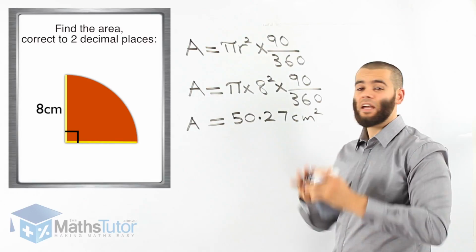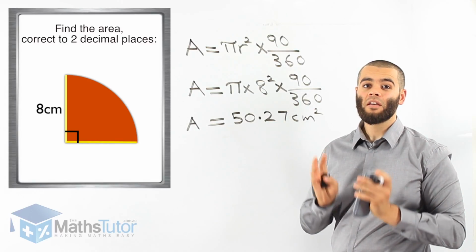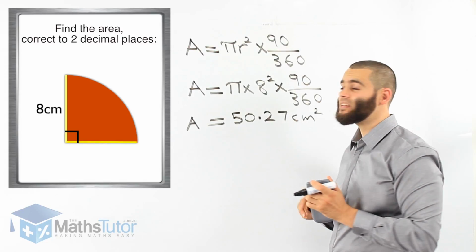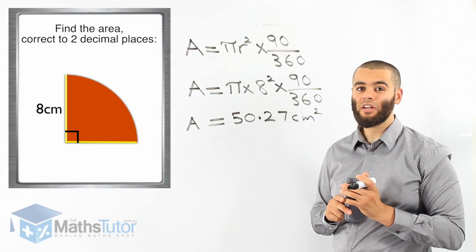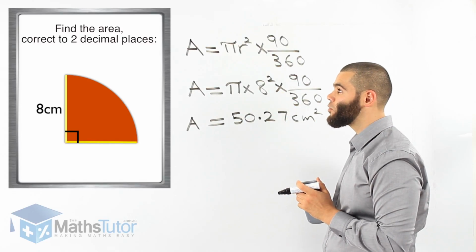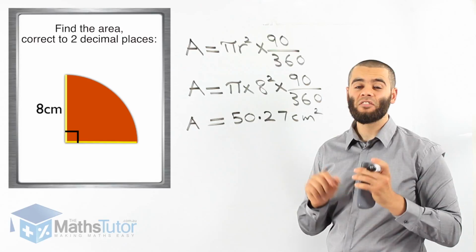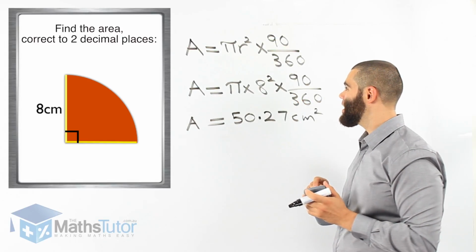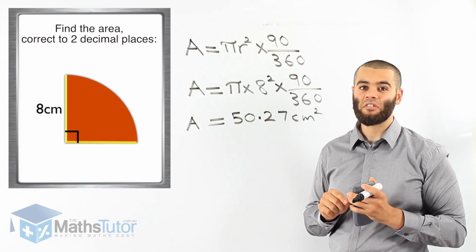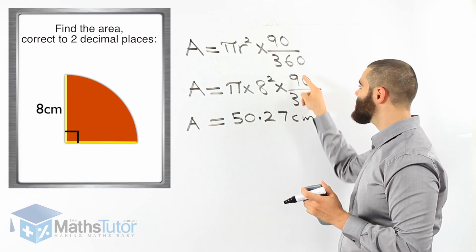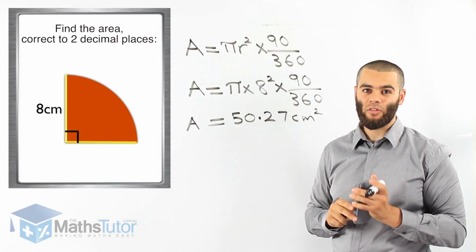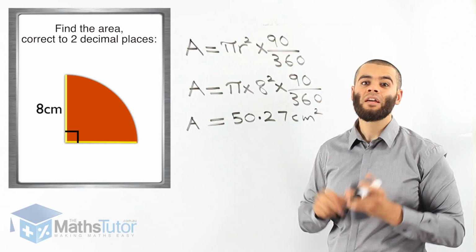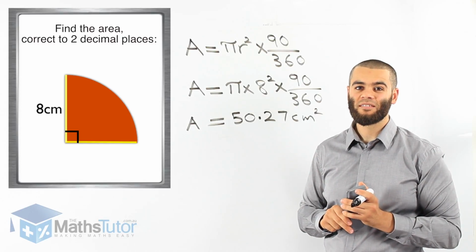Again, we're not finding a full circle, we're finding a part, a portion, a fraction of a circle. In this case, we're only finding 90 degrees. How do we know it's 90 degrees? Because of the mark, the square, which represents 90 degrees. So here, pi times 8 squared times 90 out of 360. This is the fraction that we are looking for. We put it in our calculator. Our answer is 50.27. Let's do one more example.